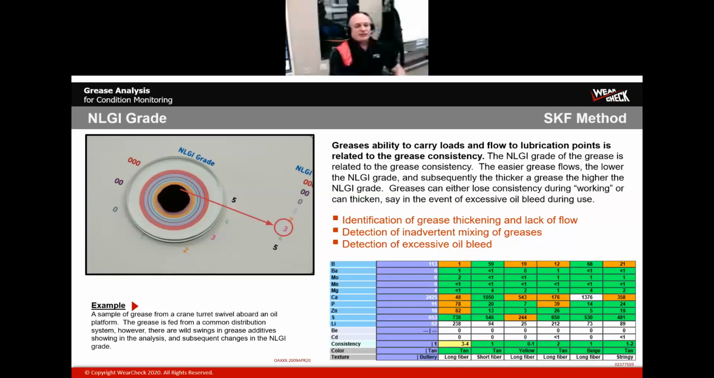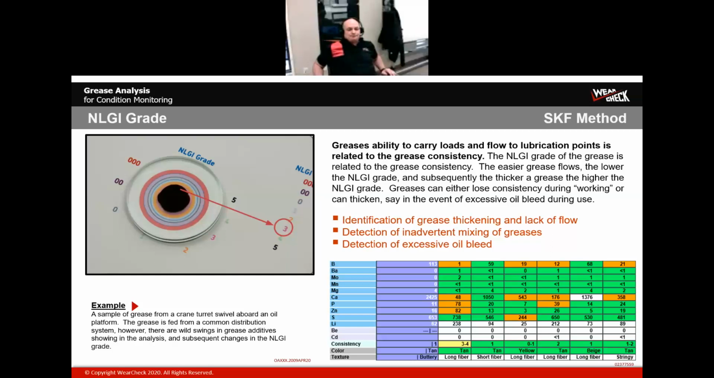So in terms of measuring NLGI grade, one thing that we use in our laboratory is the SKF test kit. I mean, SKF is obviously quite well known for bearings and therefore for greases. And they have produced a test kit many years ago that could be used in the field. And we experimented with this for many years and have found that their simple test for doing grease consistency and providing the NLGI grade is quite consistent and quite accurate.